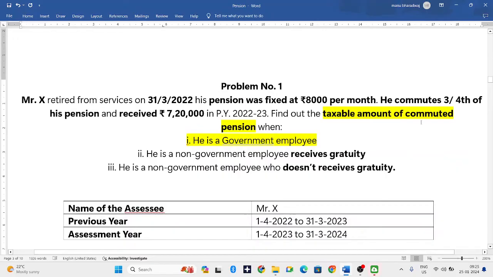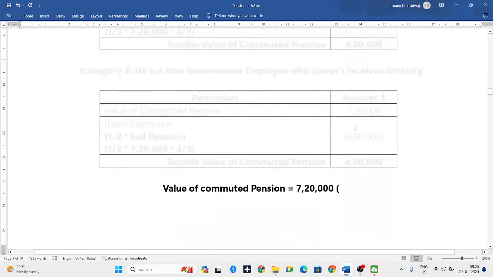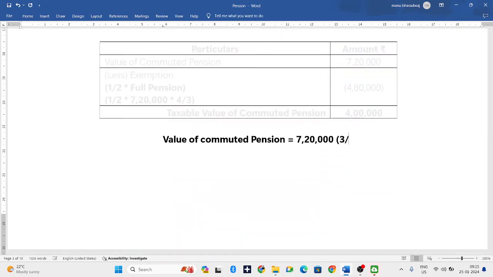Here the question says 3/4 of his pension. So it is 3/4 of full pension.